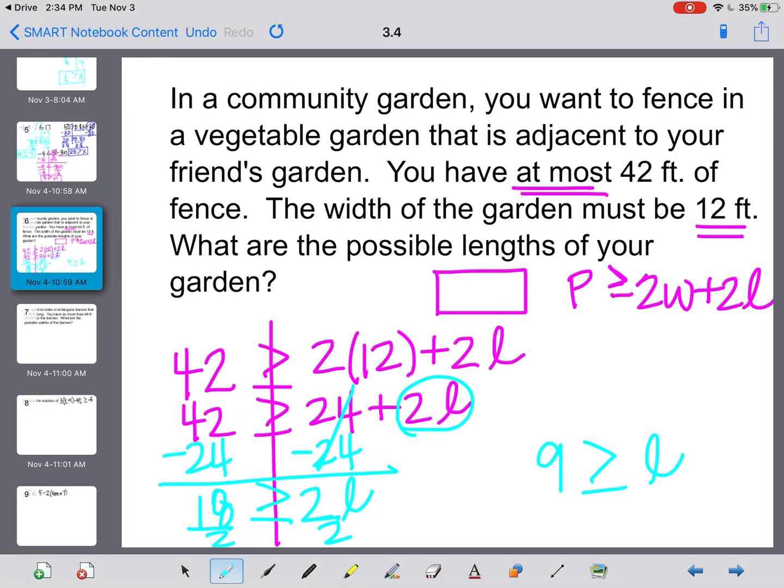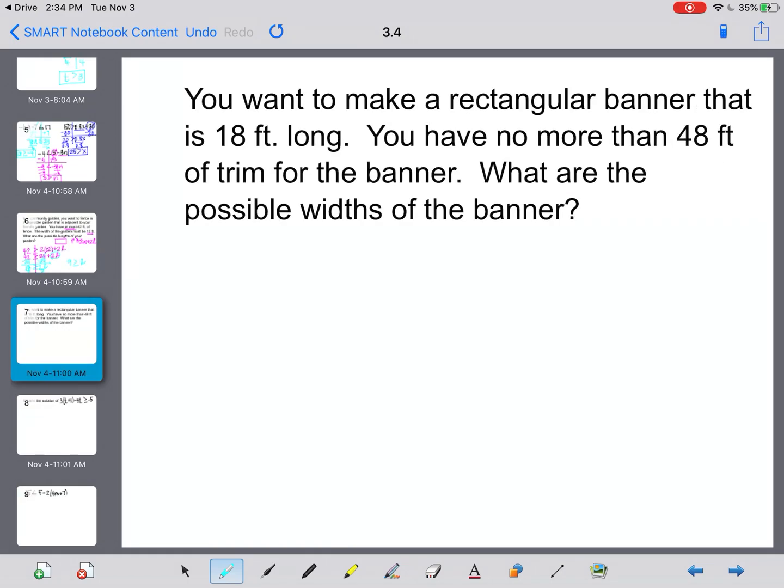Then I'll divide by 2 on both sides and find out that 9 is greater than or equal to my length. So my length has to be less than or equal to 9. 9 is the longest that it can be.